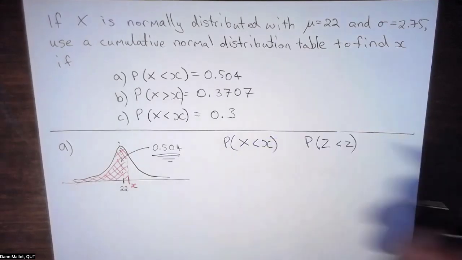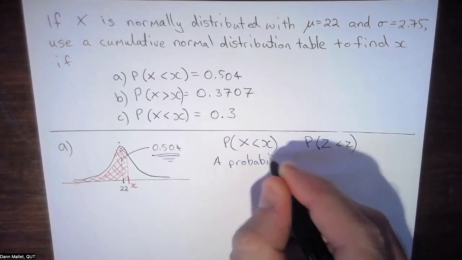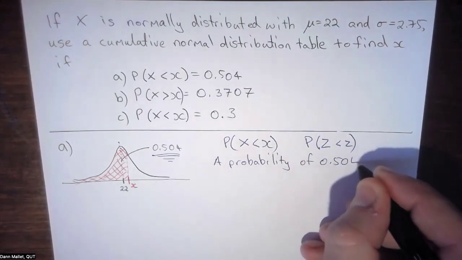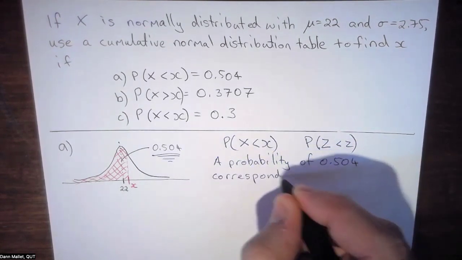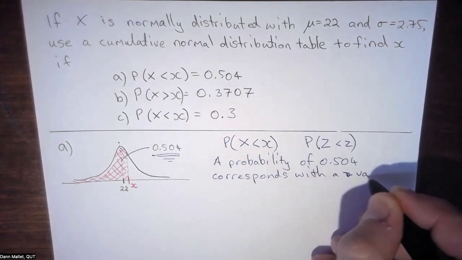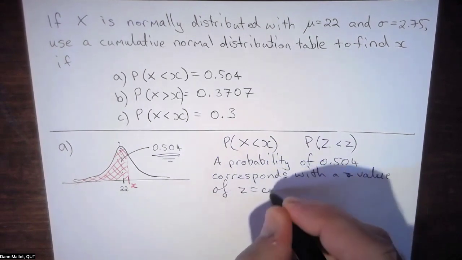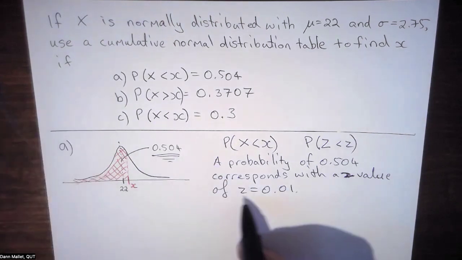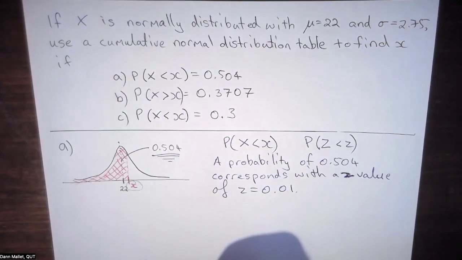So moving back to our working, we can write that a probability of 0.504 corresponds with a z value of z equal to 0.01. Now that's a good start. We've figured out the z value, but what I'm actually looking for is the corresponding x value.